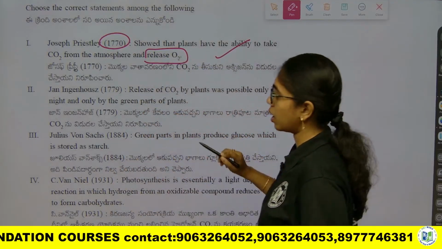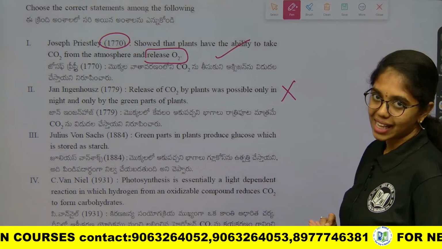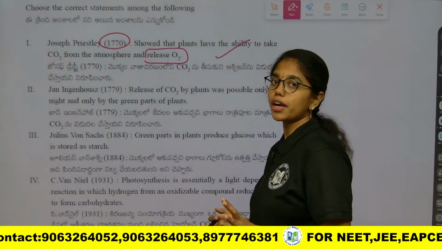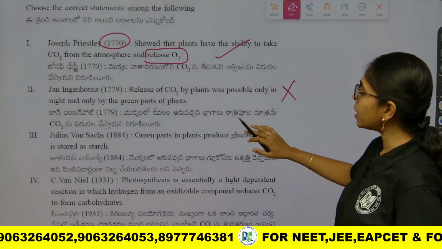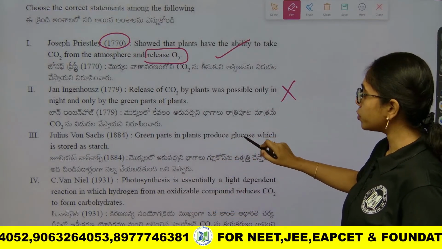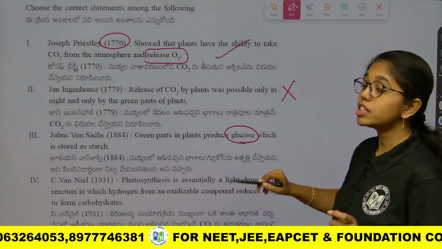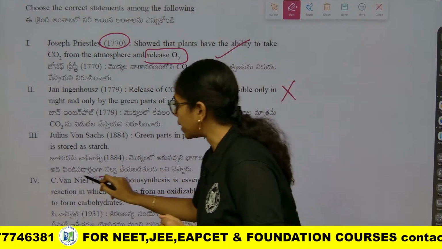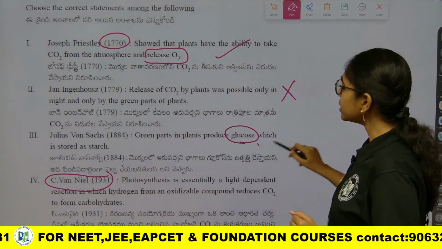So, this is wrong. Third, Julius von Sachs said that glucose is formed as the end product of photosynthesis. Green parts in plants produce glucose which is stored as starch. Then C.B. Van Niel. So, this is true only.